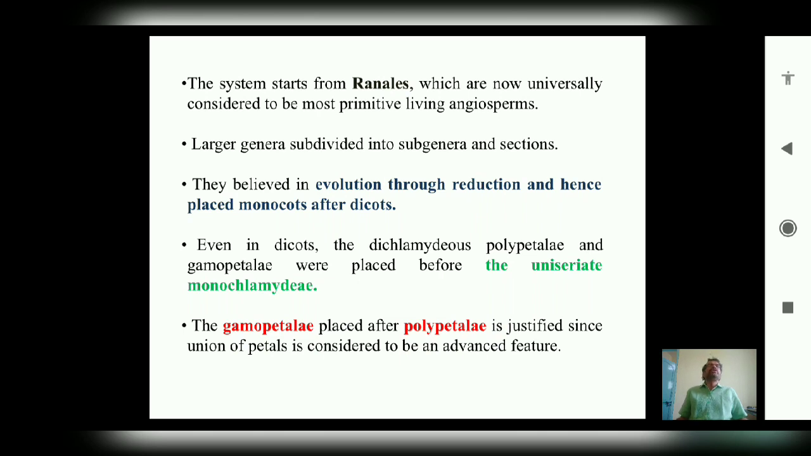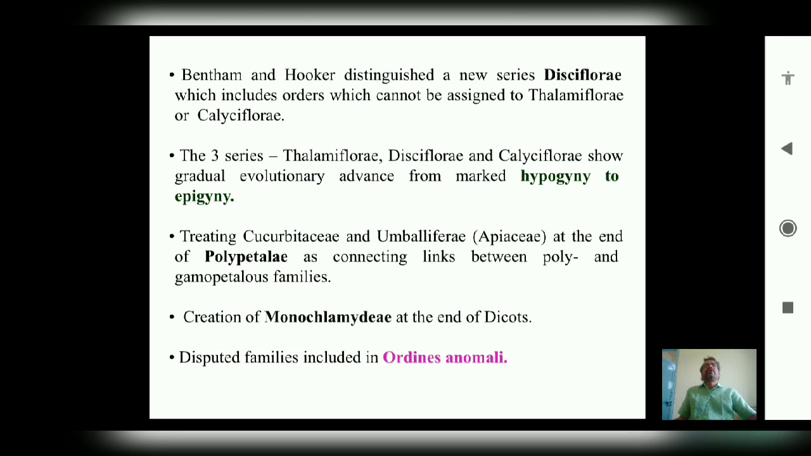They believed in evolution through reduction and hence placed monocots after dicots. Even in dicots, the dichlamydeous polypetalae and gamopetalae were placed before the uniseriate monochlamydeae. The gamopetalae placed after polypetalae is also justified, since the union of petals is considered to be an advanced feature. Bentham and Hooker distinguished a new series of Disciflorae, which includes orders which cannot be placed either in Thalamiflorae or Calyciflorae.